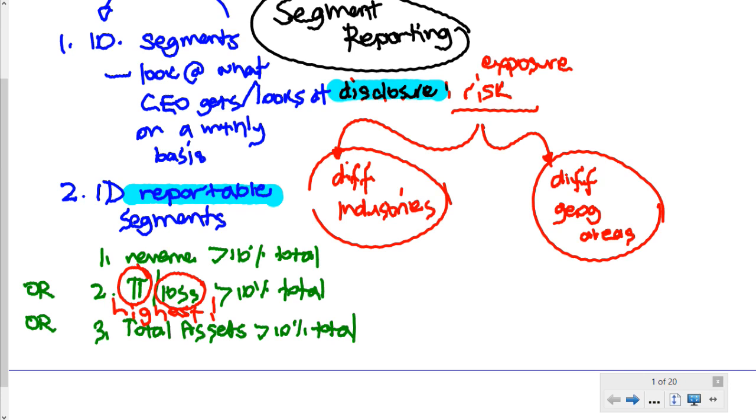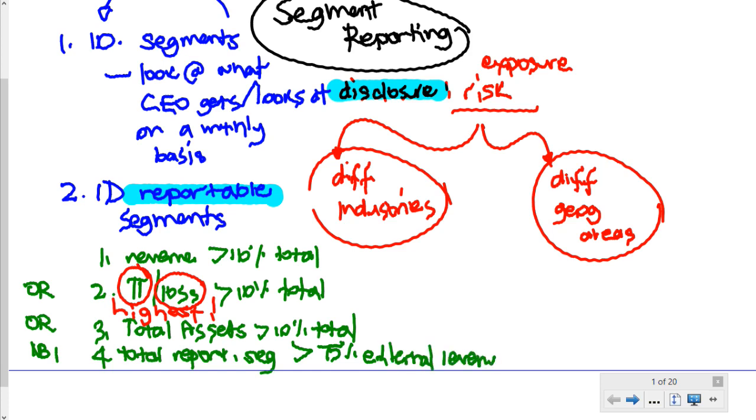And total assets also could have intercompany or interdivisional assets in them. And then number 4 is the catch-all. It's sort of like the NB. Total reportable segments must be bigger than 75% of external revenue. So once I've done 1, 2, and 3, and I add them up, if I don't have enough external, no, it doesn't help. If I don't have enough, I go back and I look for more.